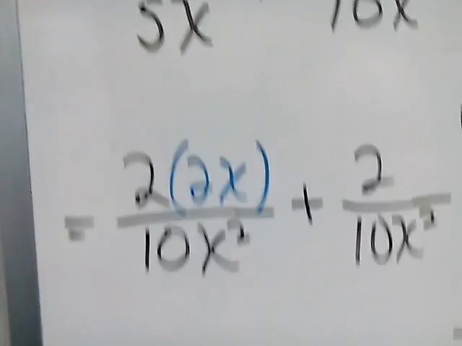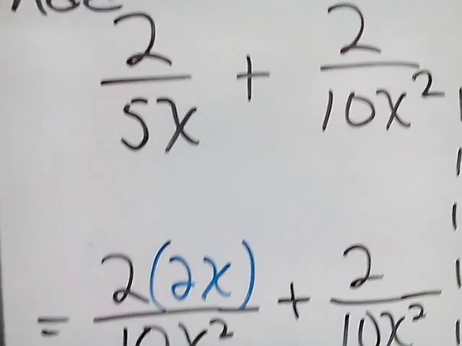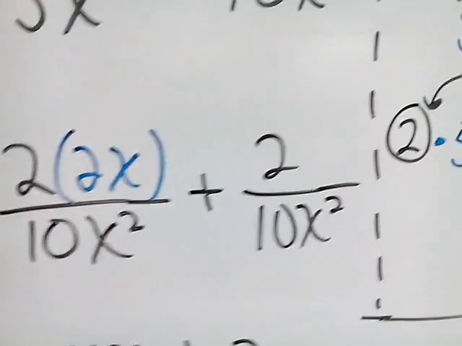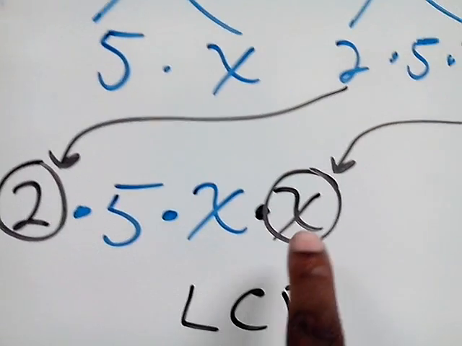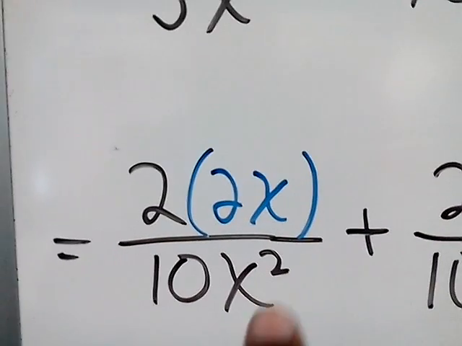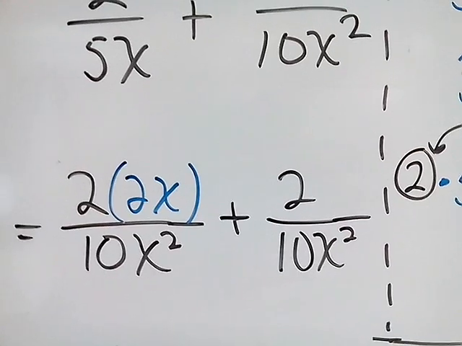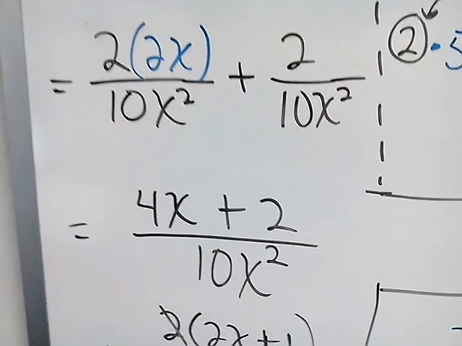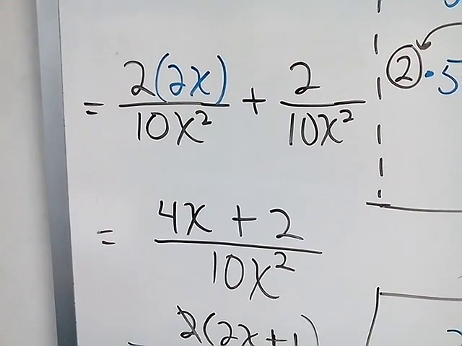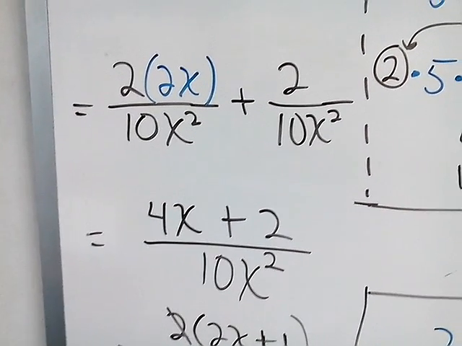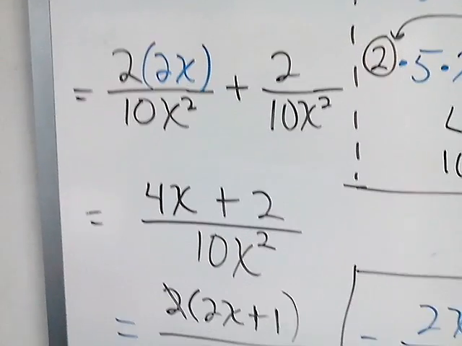And we go back to our original fraction, and we multiply what was missing to our numerator. So again, for 5x, the 2 times x was missing, so we multiply our numerator by that, and we get the new fraction of 4x up top. So now we can write everything over our common denominator: 4x plus 2 over 10x squared.